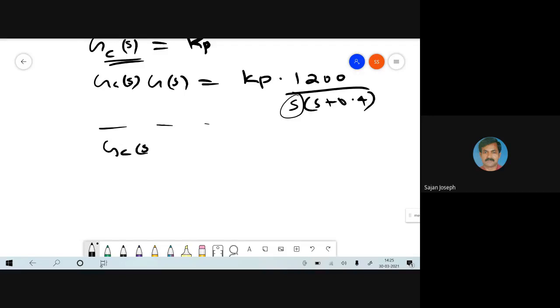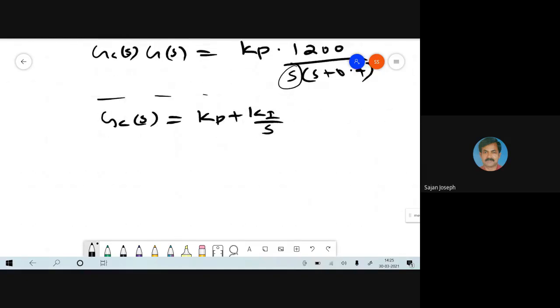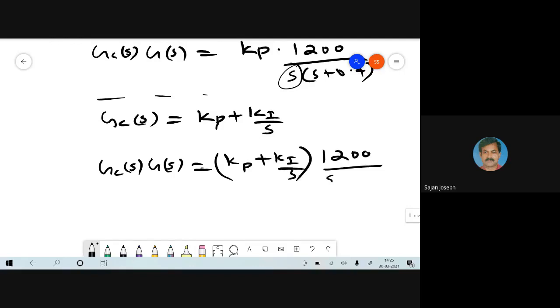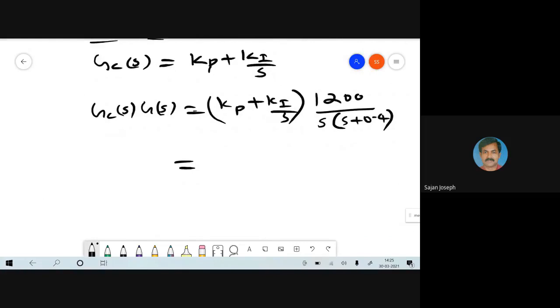For a PI controller, the transfer function is equal to Kp plus Ki by s. So let us take this one. Let us try whether the demand can be satisfied by using a PI controller or not. So then what is the transfer function? The feed forward path transfer function will be Kp plus Ki by s, that is GC(s), multiplied by G(s), which is 1200 divided by s into s plus 0.4. And this can be simplified.